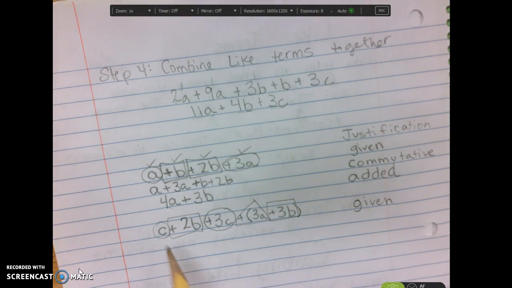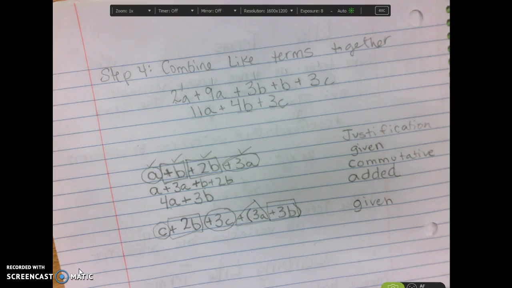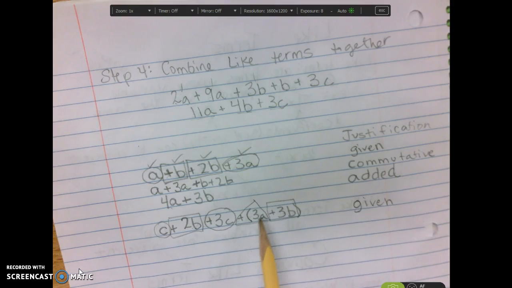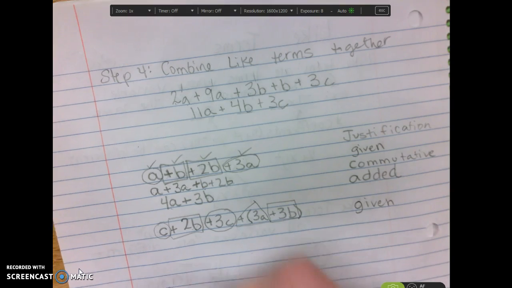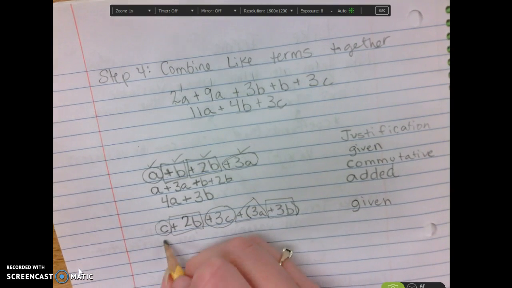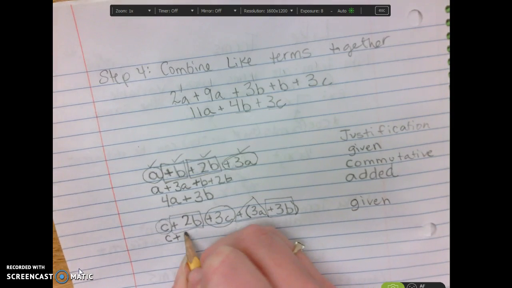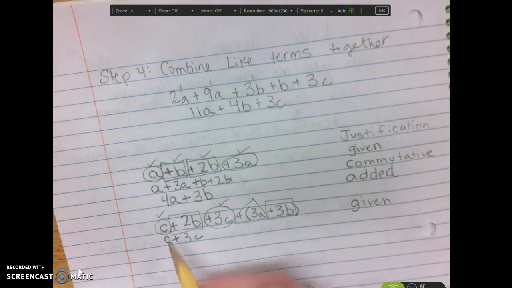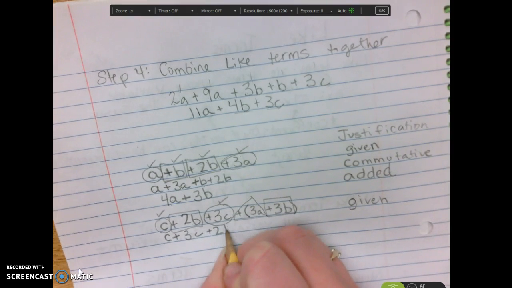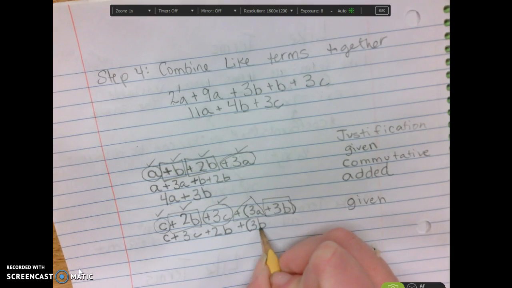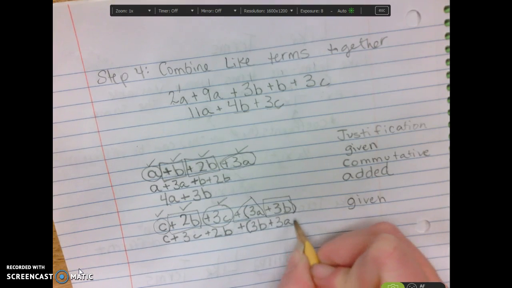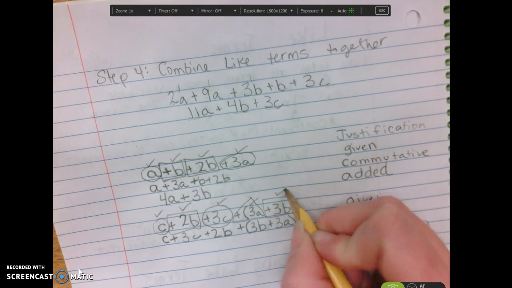So now my job is to get these like terms together. Well, this is kind of tricky because I have parentheses and a different order. So what I see here is I have B's and B's I need to get together, and I don't have any A's I need to get together, and I have these C's I need to get together. So I'm going to use the commutative property to rewrite these in a different order. I'm going to write C plus 3C, got those. Then I'm going to add the 2B plus this 3B here plus the 3A. So I've done the 3A, I've done the 3B.